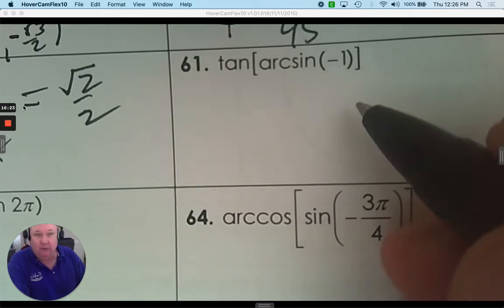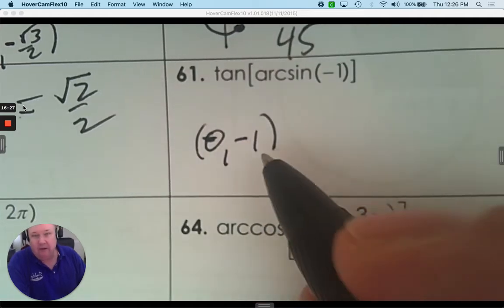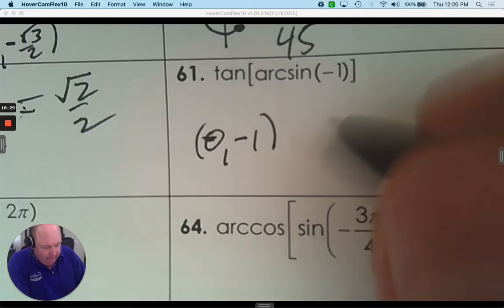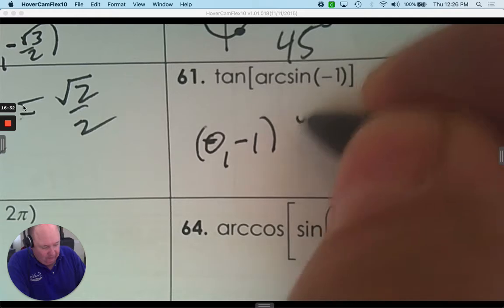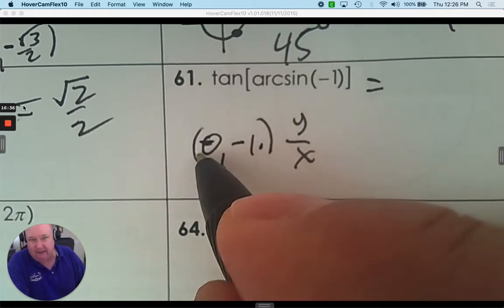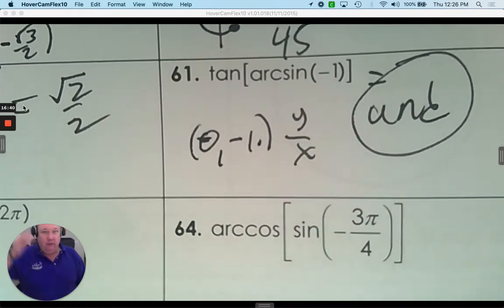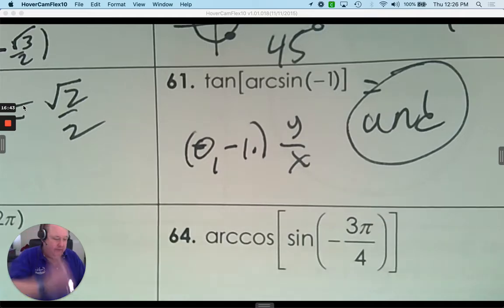For number 61, arc sine negative 1, so that's the y value to be negative 1. Tangent is y divided by x using that. So the y value divided by the x value, this answer is undefined because negative 1 over 0 is undefined.